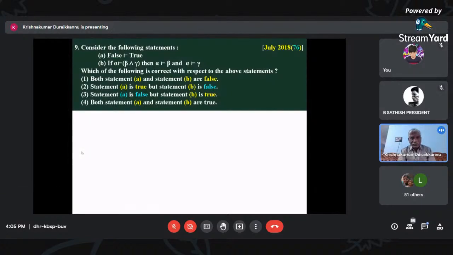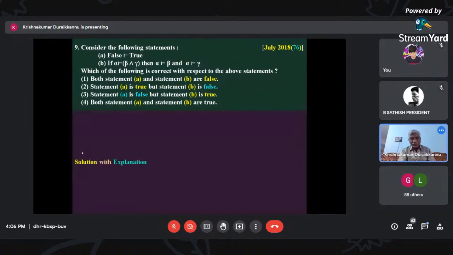Consider the following statements: A, false implies true. B, if alpha implies (beta and gamma), then (alpha implies beta) and (alpha implies gamma). Which of the following is correct with respect to the above statements? Number one, both statements A and B are false. Second, statement A is true, B is false. Third, A false, B true. Fourth, both are true.